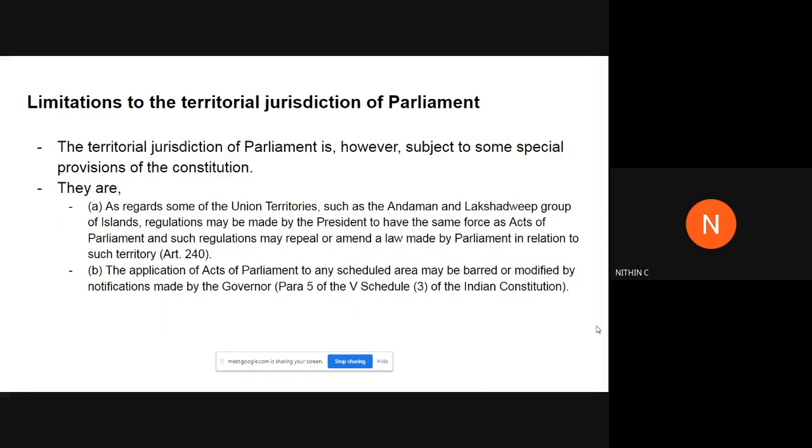Then what are the limitations to the territorial jurisdiction of parliament? The territorial jurisdiction of parliament is, however, subject to some special provisions of the constitution. As regards some of the union territories, such as the Andaman and Lakshadweep group of islands, regulations may be made by the president to have the same force as acts of parliament, and such regulations.